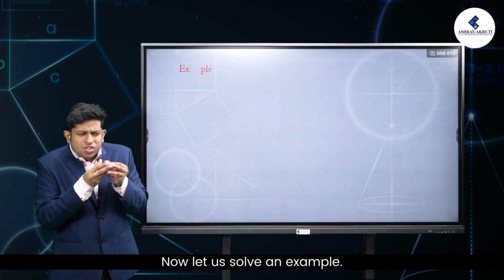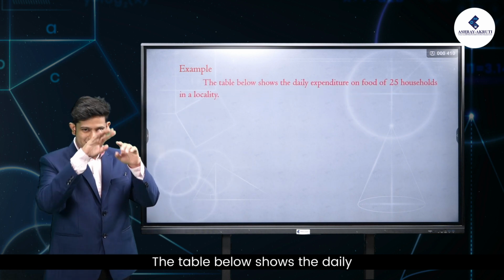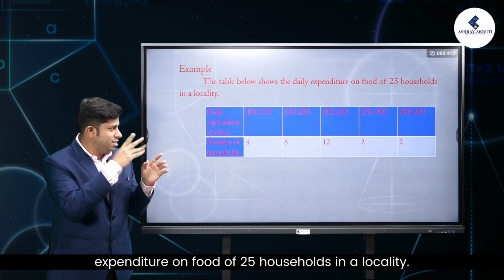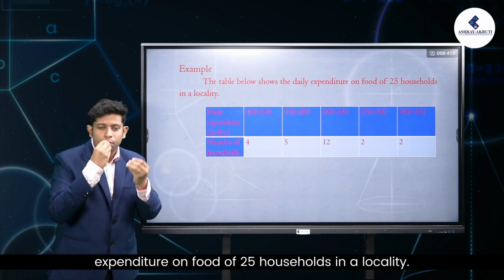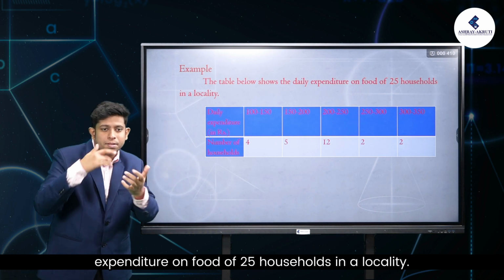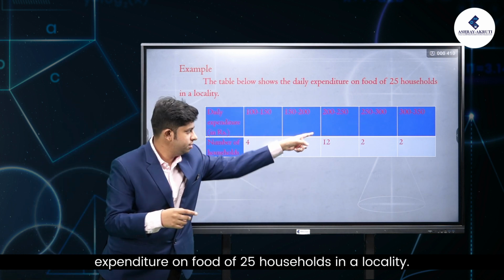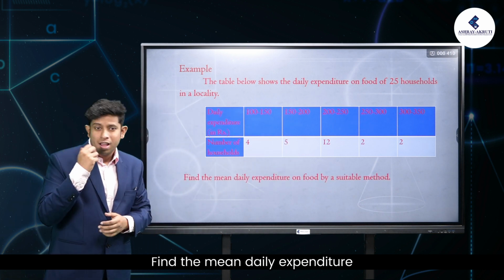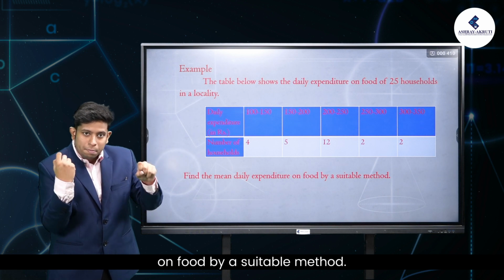Now let us solve an example. The table below shows the daily expenditure on food of 25 households in a locality. Find the mean daily expenditure on food by a suitable method.